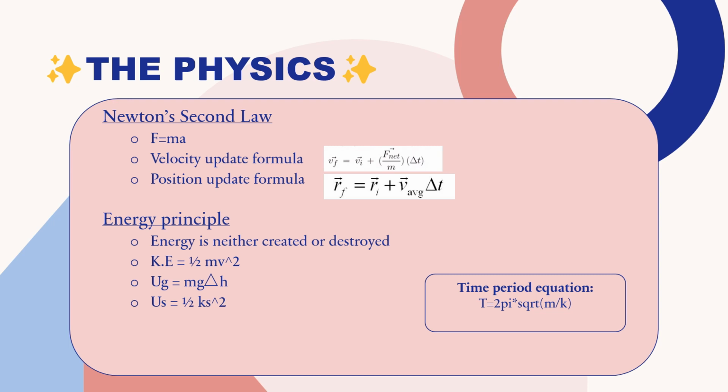We'll also be using the equations for kinetic energy, gravitational potential energy, and elastic potential energy, which respectively are 1/2 mv squared, mg delta h, 1/2 ks squared. We'll also be using the time period equation, which relates T to the mass and the spring constant. T is equal to 2 pi square root of m over k.